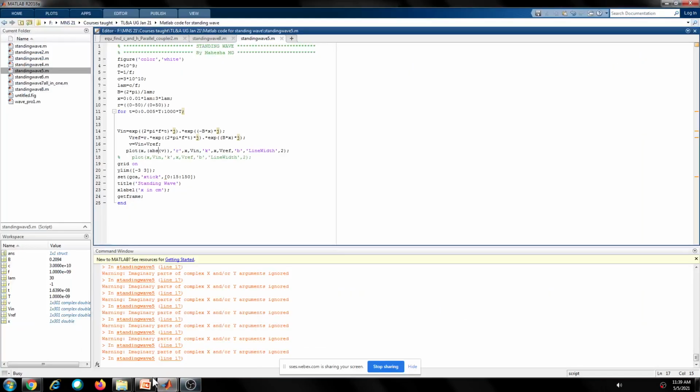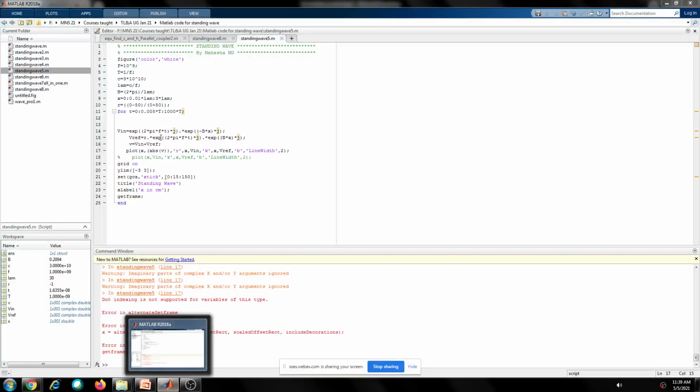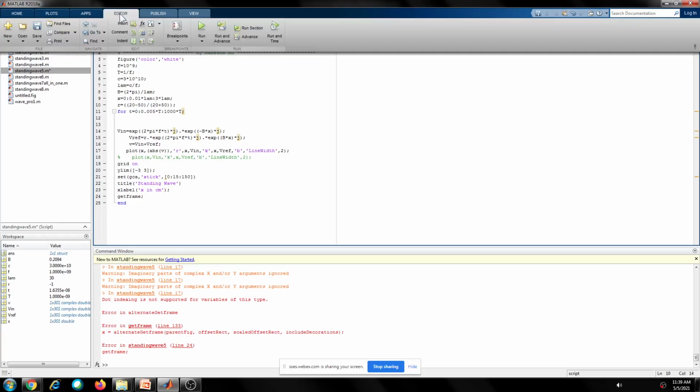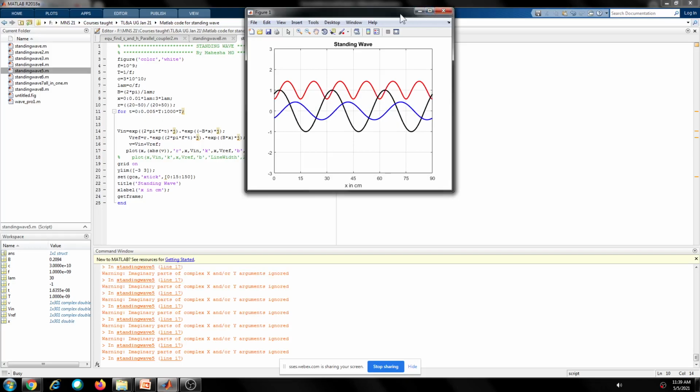See here what I will do. In this reflection coefficient, instead of that I took 20. Here also 20. Next, okay, you can see now.